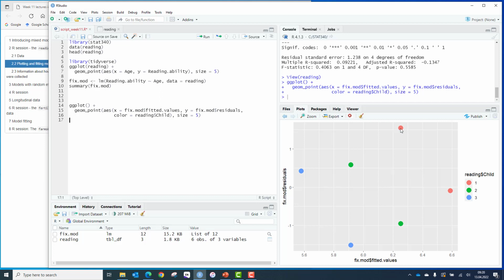But notice that this structure is only visible because we have this extra column so that we can color the points by, in this case, which child they are from. And then we see that this is not independent data in a sense.